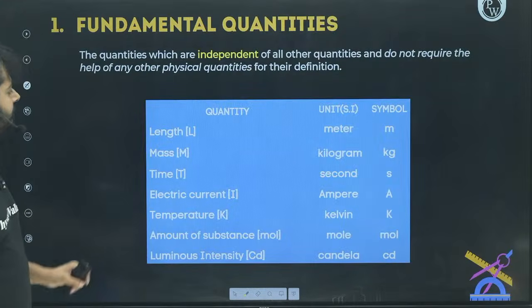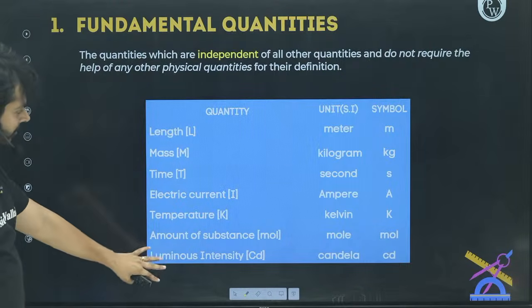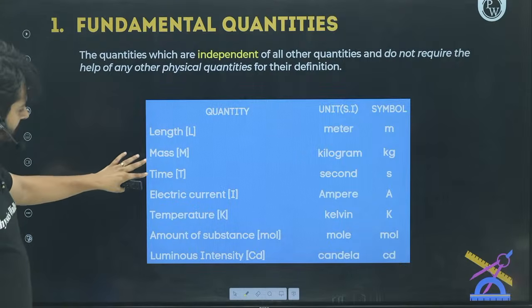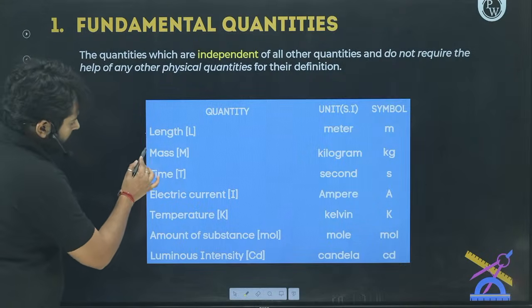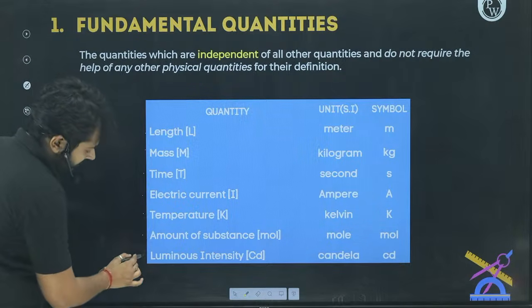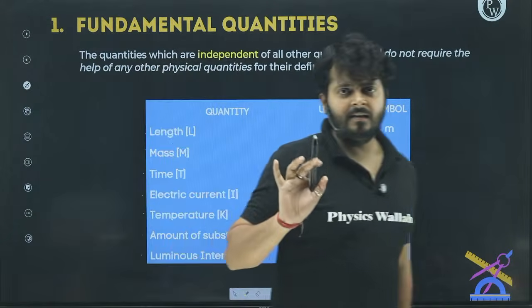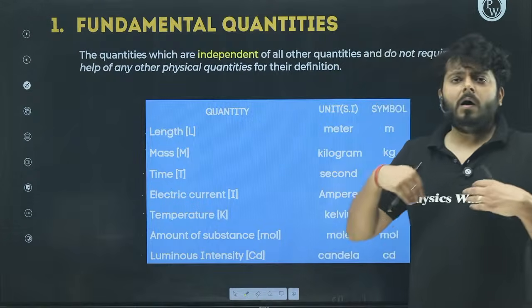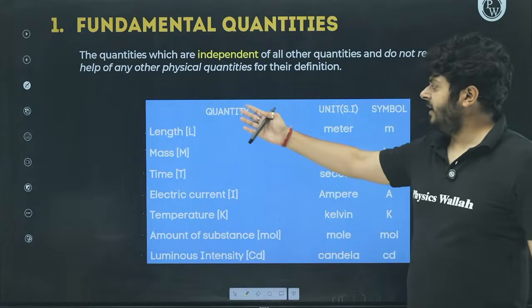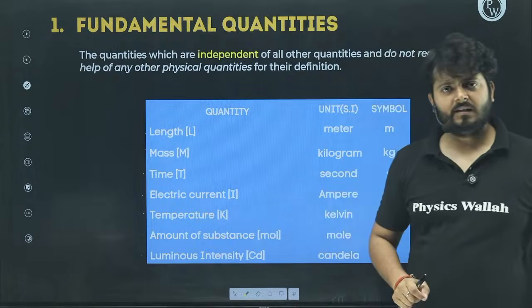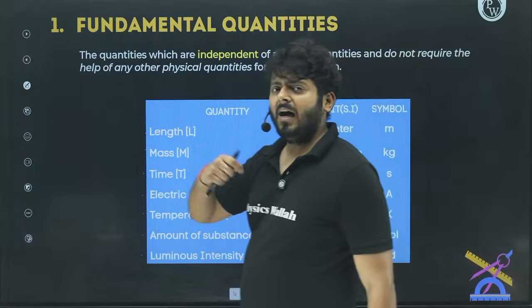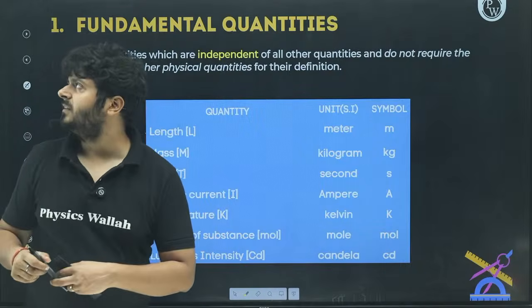Let's look at that. These are the fundamental quantities. We have only these fundamental quantities. You see, 1, 2, 3, 4, 5, 6, 7. There are 7 fundamental quantities, and nothing else. All other derived quantities are written in terms of fundamental quantities. Is it clear?